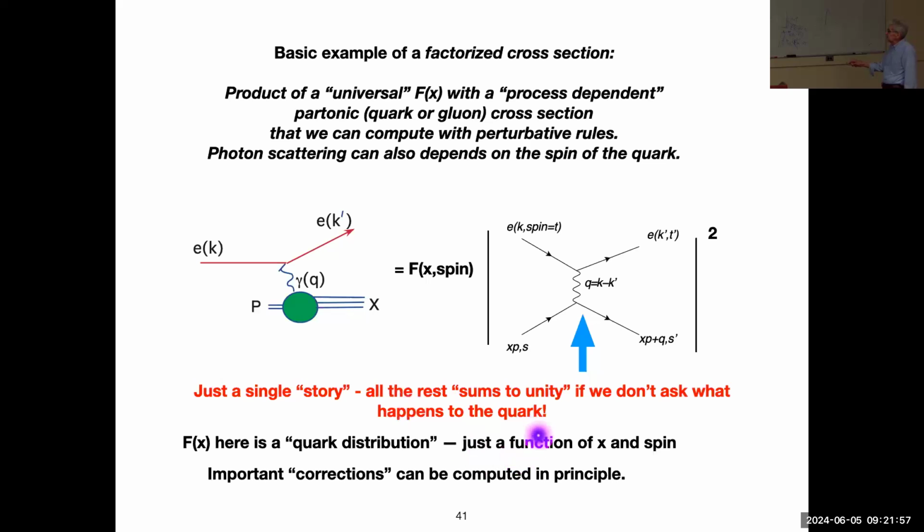f(x) is the quark distribution, a function of x, also depending upon the spin and the flavor in the given hadron. It could be a proton, it could be a neutron. At JLab, you can set things up so that this is really happening on a pion through the so-called Sullivan process. So important corrections to this can be computed in principle. We'll talk a little bit about this as we go along.